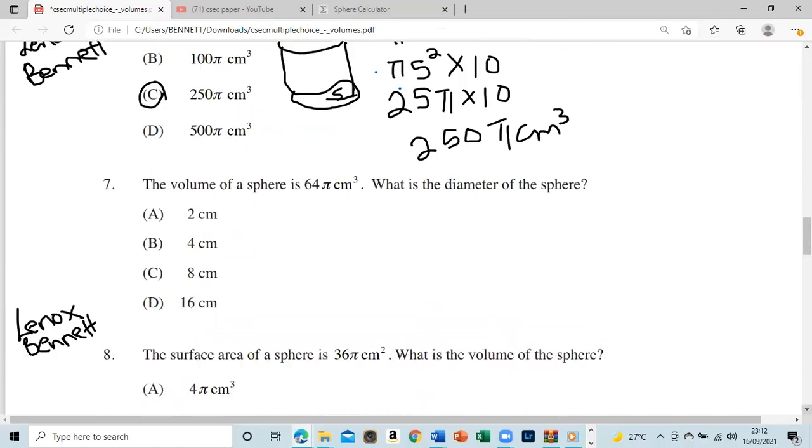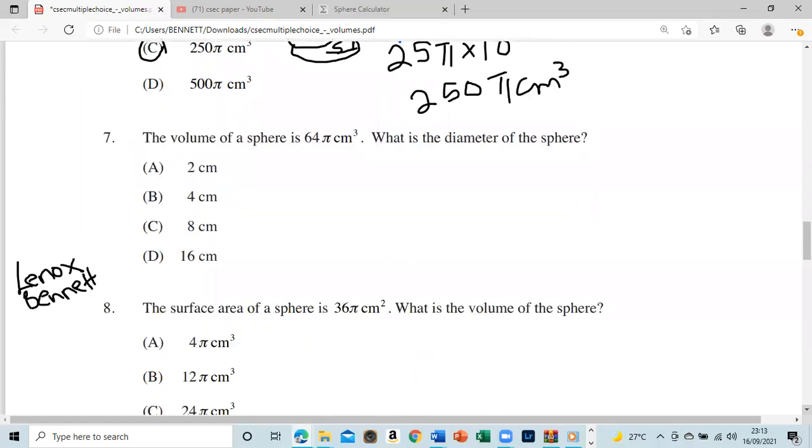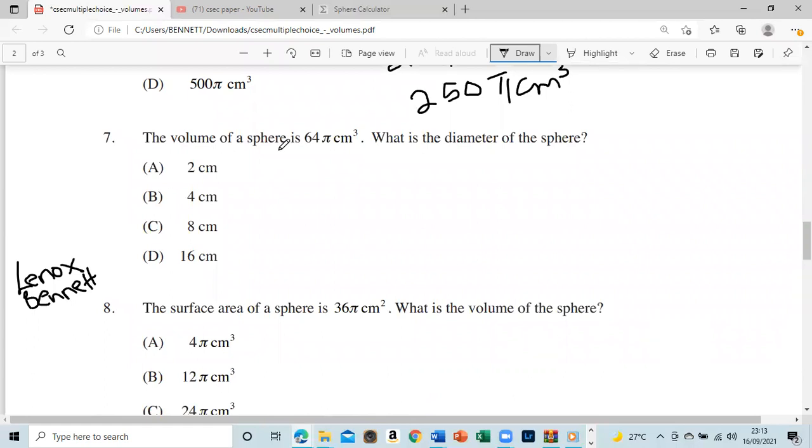Alright. The volume of a sphere is 64 centimeter cubed. What is the diameter of the sphere? Alright, this is the one now. We know the volume is 64, so I'm going to work it out now.